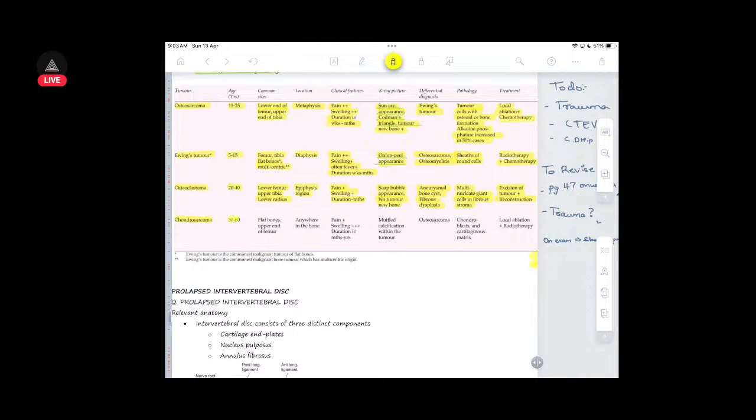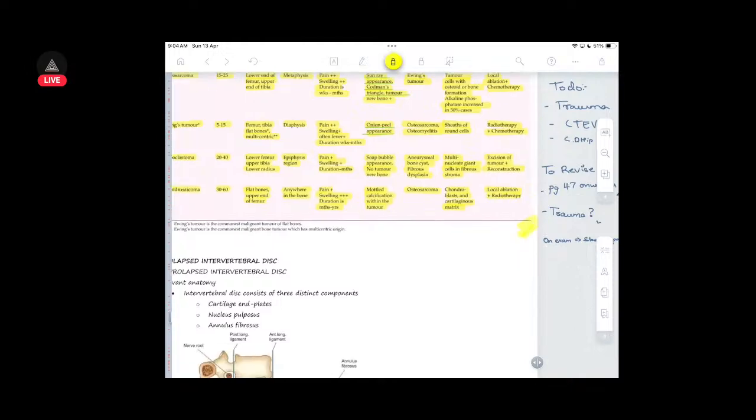Then chondrosarcoma, which occurs between 30 to 60 years old, affecting flat bone, upper end of femur. Anywhere in the bone it can be located, and clinically there is less pain, but there is maximum swelling, which generally lasts for months, years. There is moderate calcification within the tumor, and it can be mistaken for osteosarcoma. You will have pathology of the chondroblasts and chondrous cartilaginous matrix. You can do local ablation and radiotherapy to treat it.